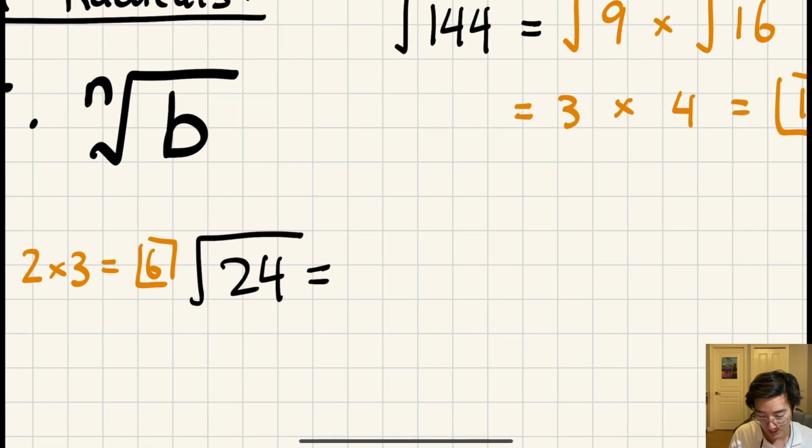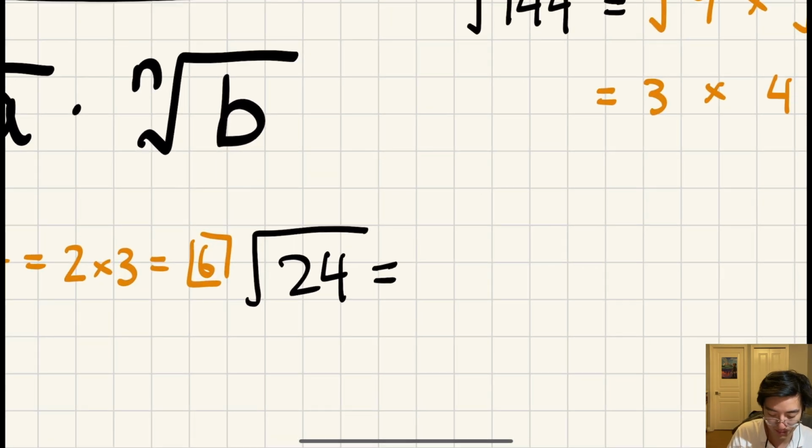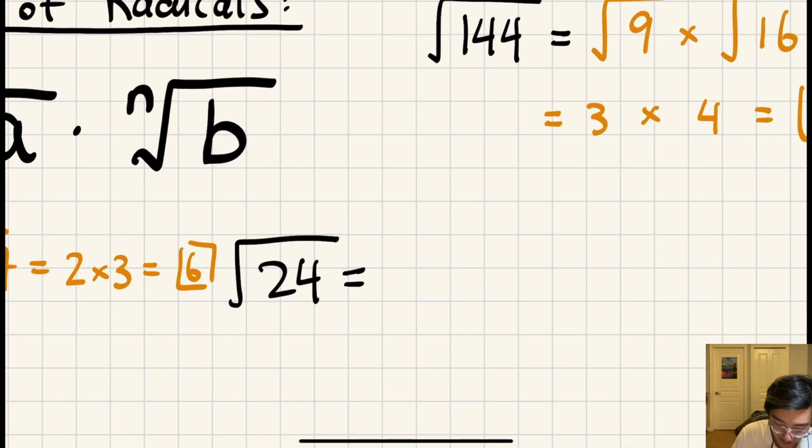Now, something interesting here. 144 and 216 are a perfect square and a perfect cube. However, we often get something like the square root of 24. This is very common, and it is not a perfect square, so we cannot just square root it. 25 is a perfect square, but not 24. But what we can do is simplify it.